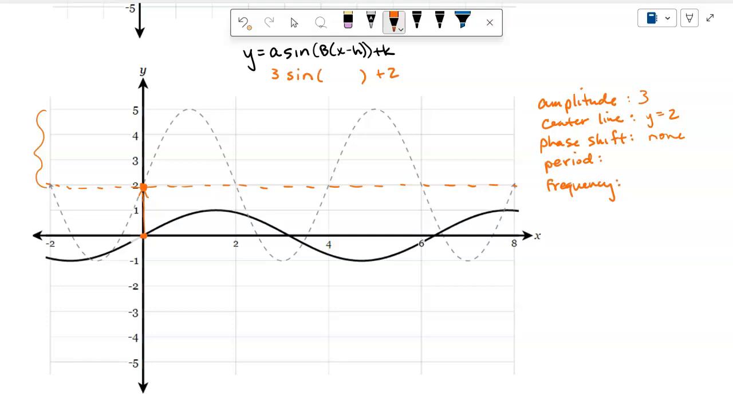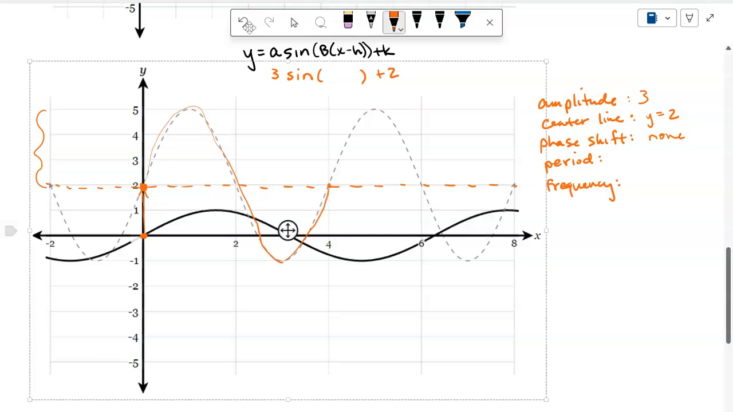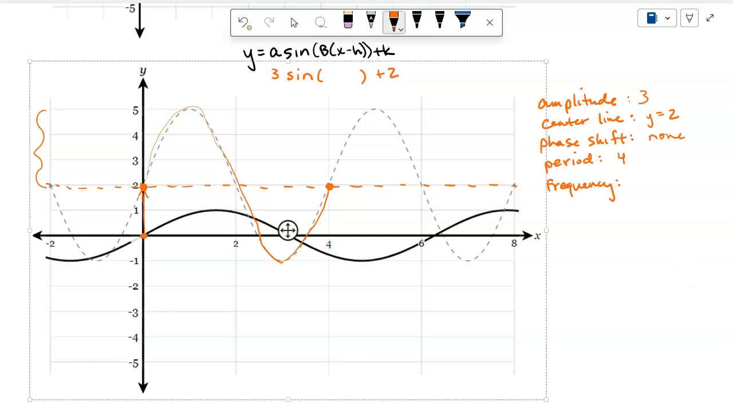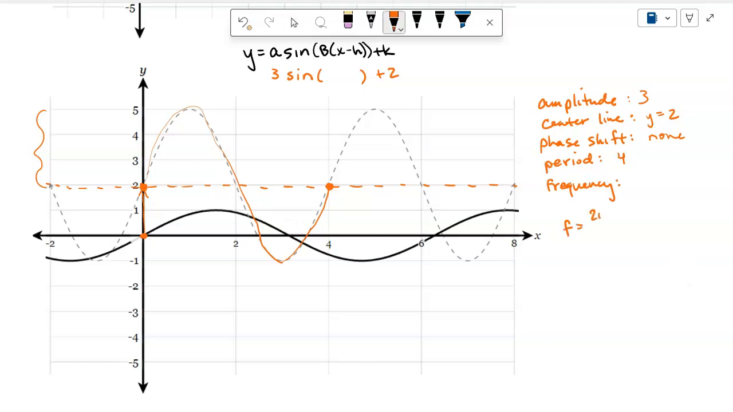And then my period, I just need to follow this through one cycle. So it's going to come up, hit its max, come back down, hit its minimum, and then come back to that same exact point in the wave. And I've run through one full cycle, it looks like, in a period of 4. And so we now need to just convert that to frequency. So I take what my normal period is, which is 2 pi. I divide it by the period that I see in the graph, which is 4, and I get pi over 2. So there's my frequency.